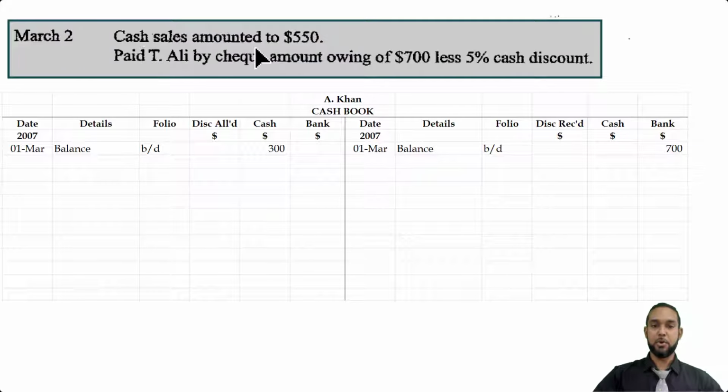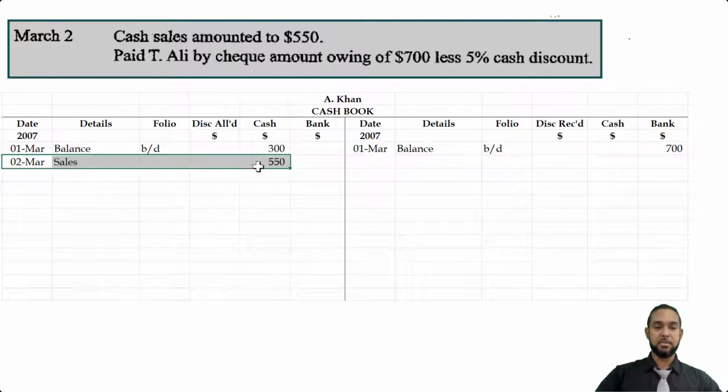Cash sales amounted to 550. Let's deal with that. If we make a cash sale, we are selling an item and we're collecting cash, which means our cash is going up. Cash is an asset. To record an increase in an asset, we have to debit the asset account. So we are going to go on the debit side and record the receipt of 550 under the cash column. The details tells us where the money came from. It came from sales, and we put the date.